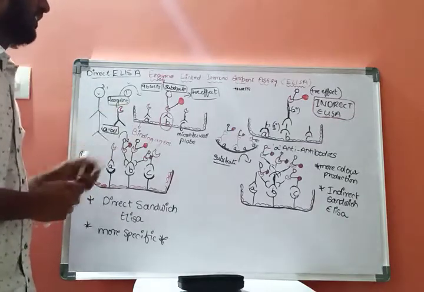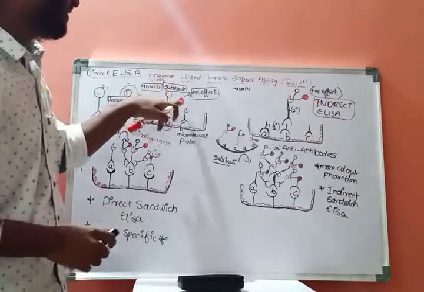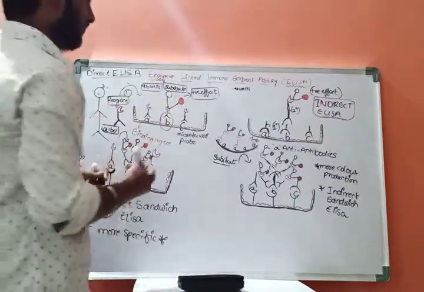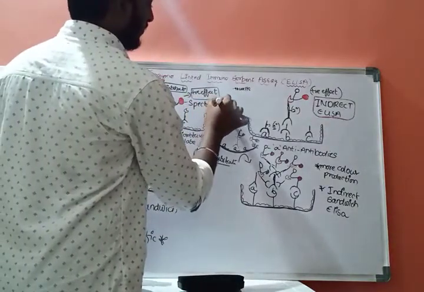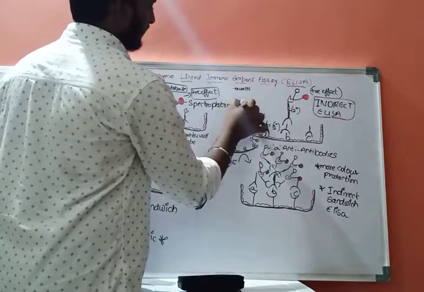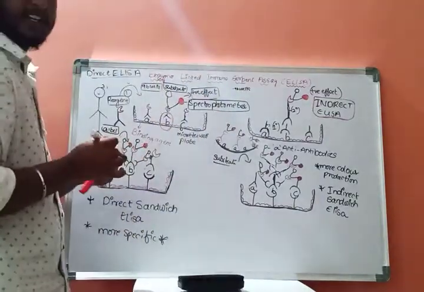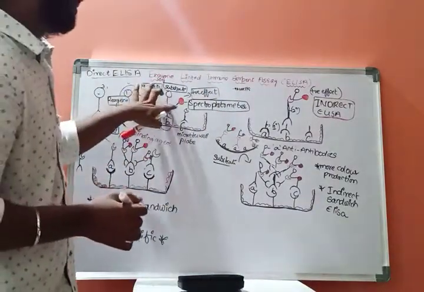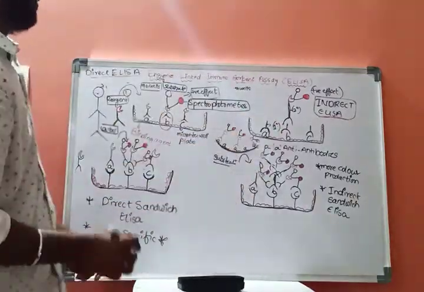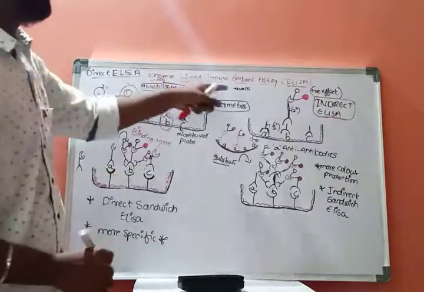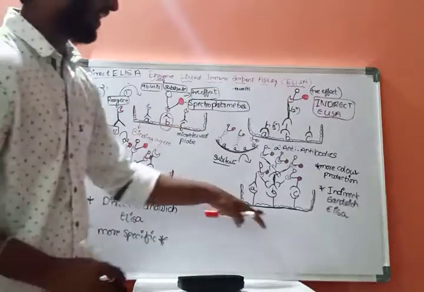So there is a device which measures this color, called a spectrophotometer. A spectrophotometer is a device which recognizes the amount and frequency of the color which is formed during the ELISA test. So this is a brief explanation about ELISA. These are four types: direct ELISA, indirect ELISA, direct sandwich ELISA and indirect sandwich ELISA.